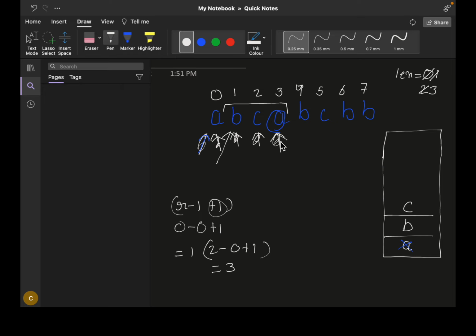The right pointer comes here, and we check whether B is contained or not. B is contained. Now our substring would be here, so we shrink the substring from the left-hand side until B is not contained. We remove the left character, and left moves forward, so it comes here. Now we again check whether B is contained or not. B is not contained, so we can include B, and now our substring would be this one.